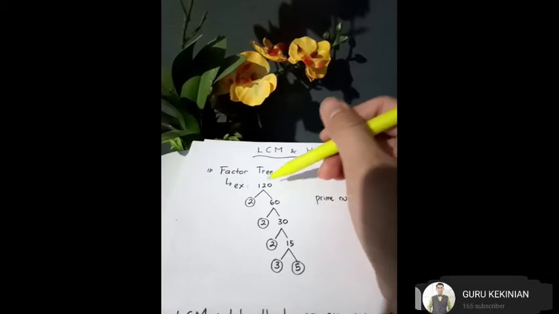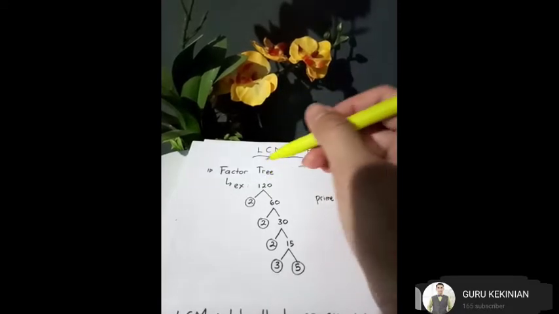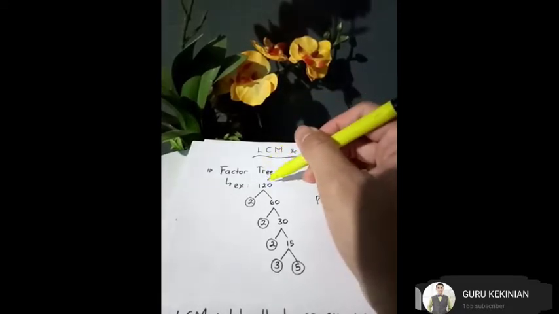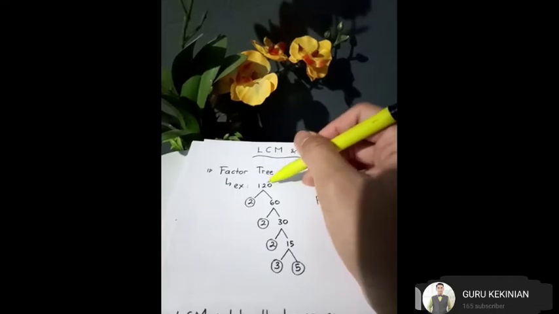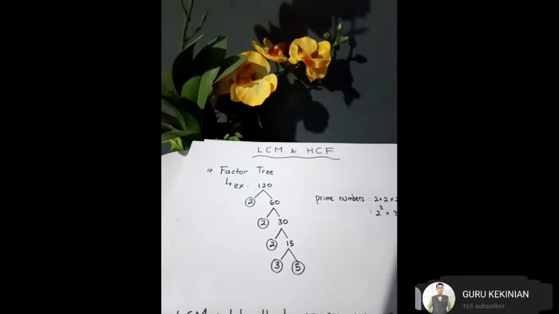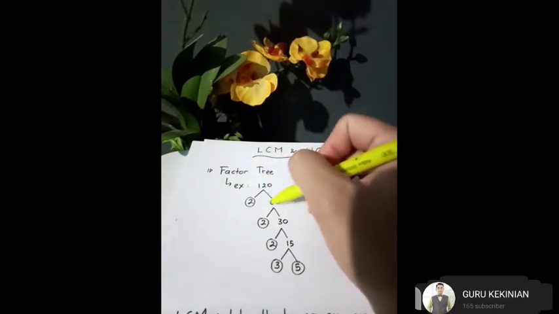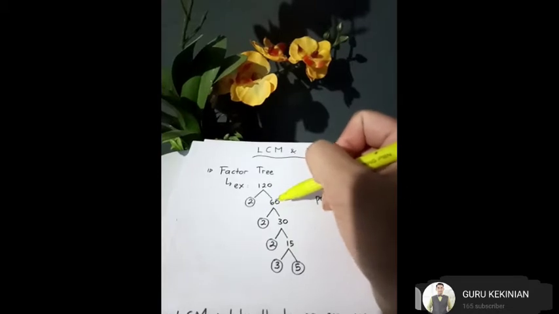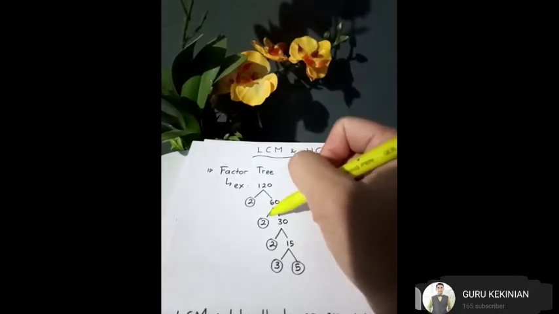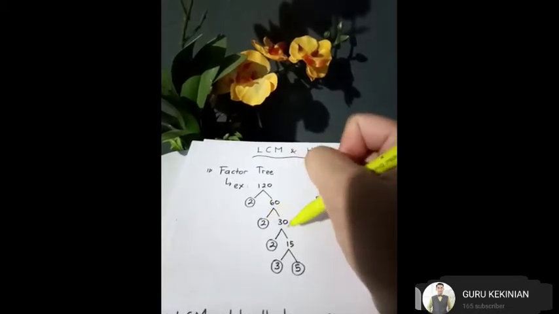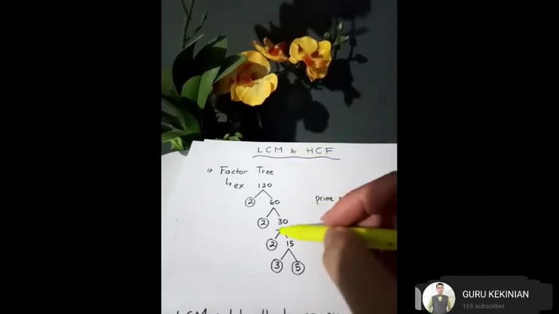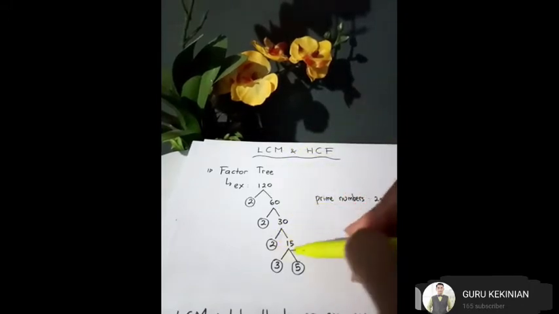120. The first one, we take this number and divide it by the smallest prime number, that is 2. So 120 divided by 2 and we get 60. And then we divide it again by 2 and we get 30. And divide it again by 2 and we get 15.